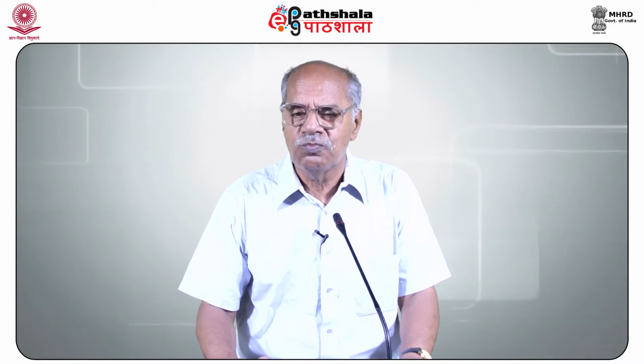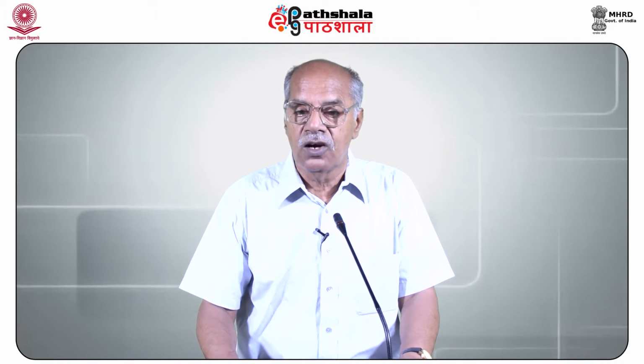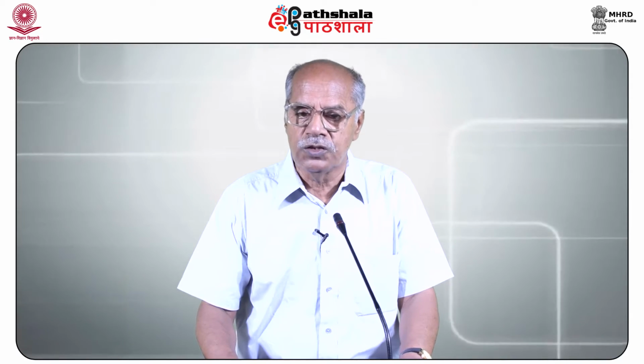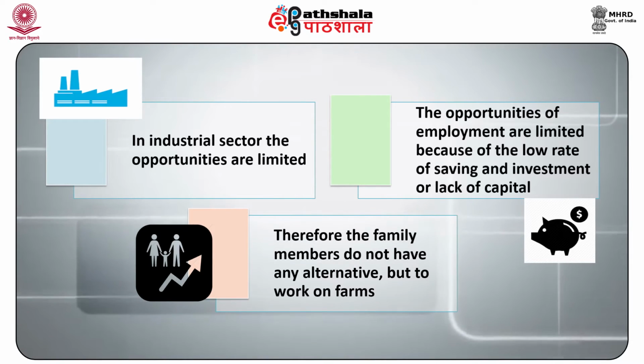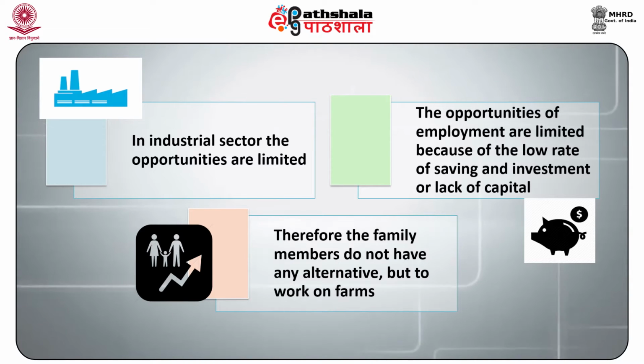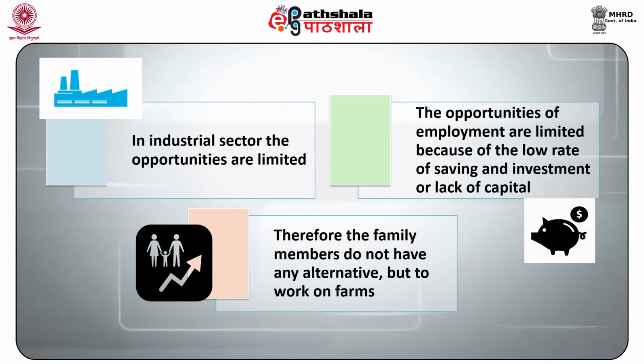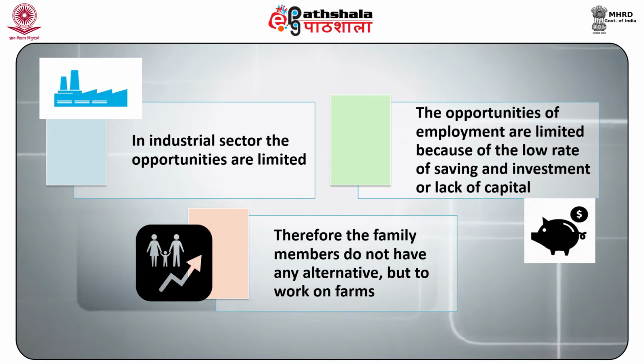The question arises: if their marginal productivity is zero, then why are they not removed, and why do they not switch over to areas where their marginal productivity is positive? The answer is that in the other sectors, basically the industrial sector, the opportunities are limited, because of the low rate of saving and investment, or in other words, lack of capital. Therefore, the family members do not have any alternative but to work on family farms.